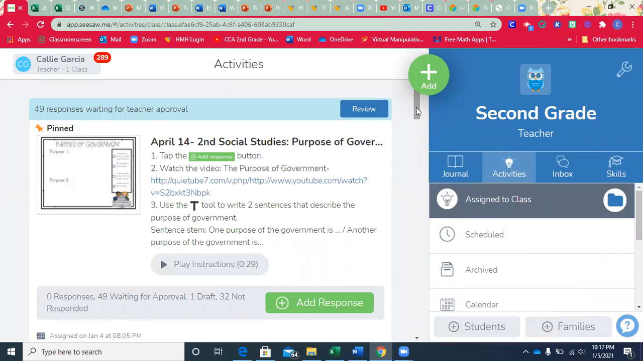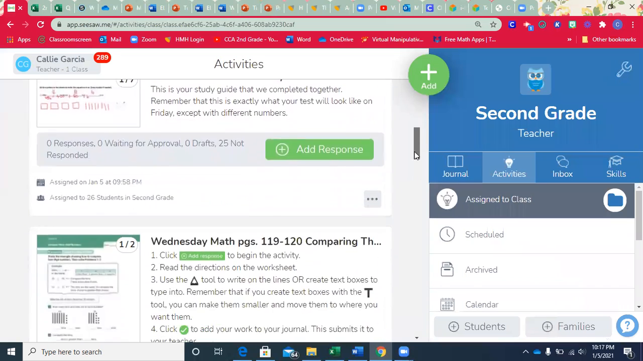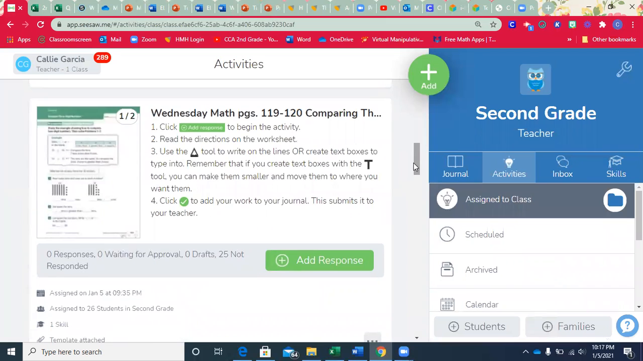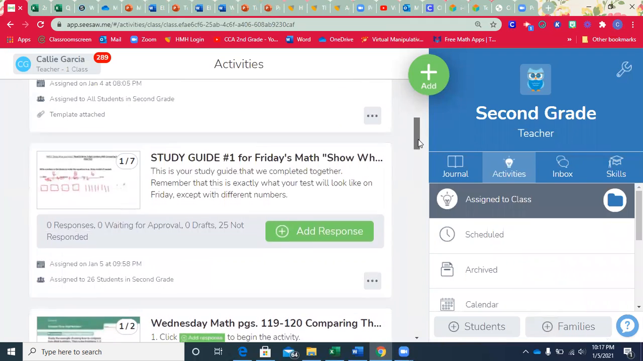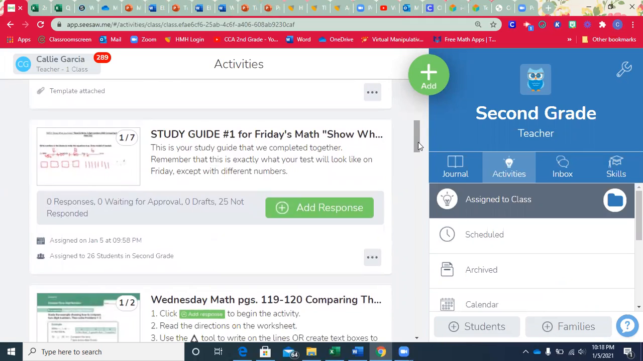So today in Seesaw, you have your math assignment, and it is going to be pages 119 and 120, and that is in Seesaw. I also posted for you the study guide that we created today. Remember, it's exactly like what your test will look like, except the numbers are a little bit different, but the problems are exactly the same. So there's nothing for you to do for this activity. If you want to respond just to say, I studied, that would be great. That way I'll know that you did study. So your study guide is also posted in Seesaw.